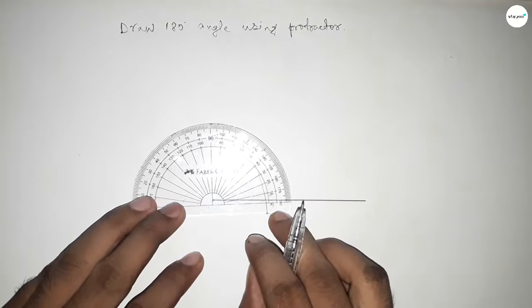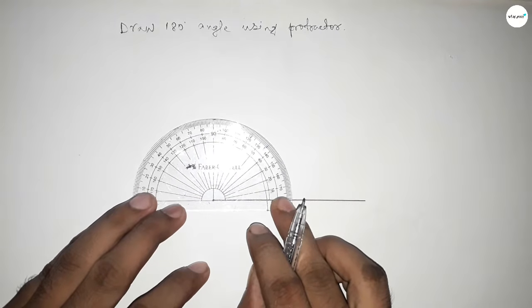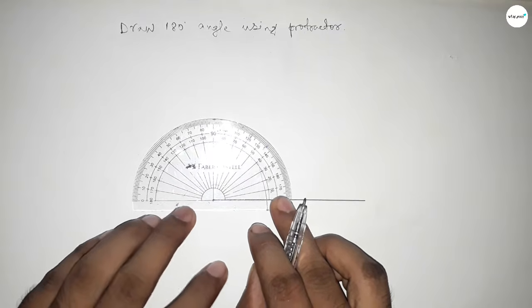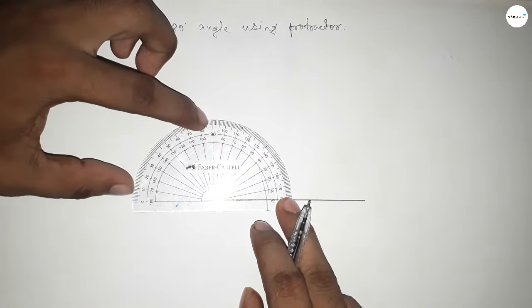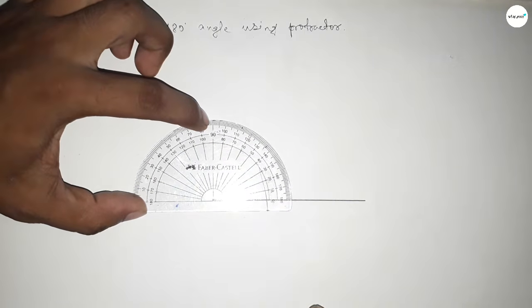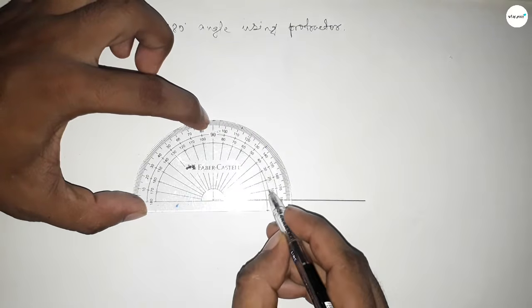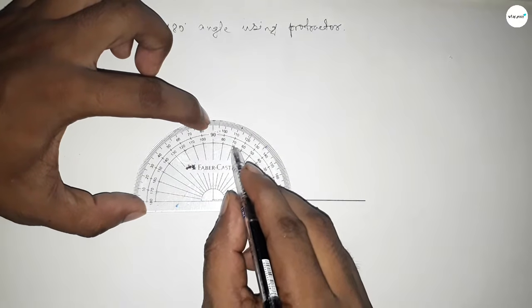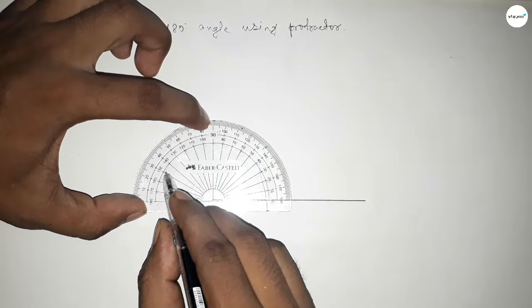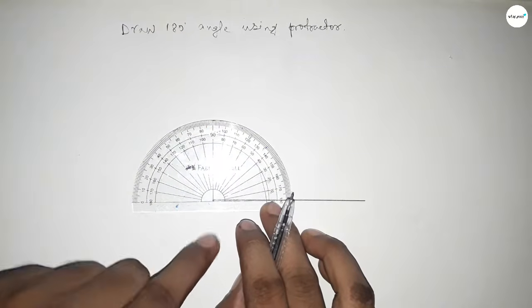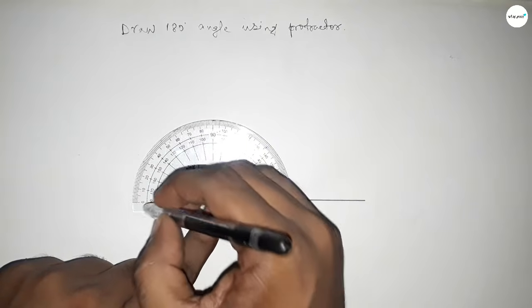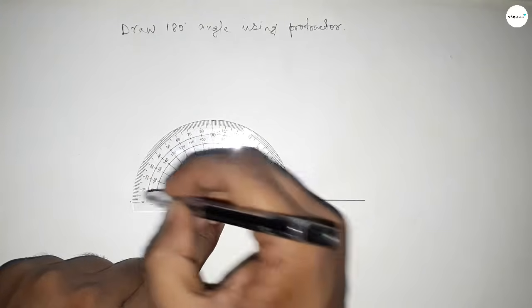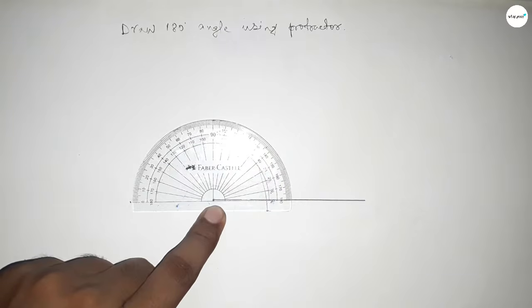Now putting the protractor on the line perfectly, then we have to count all the angles. So this is 0, 10, 20, 30, 40, 50, up to this, which is 180 degrees. So this is 180. Okay, so we got 180.